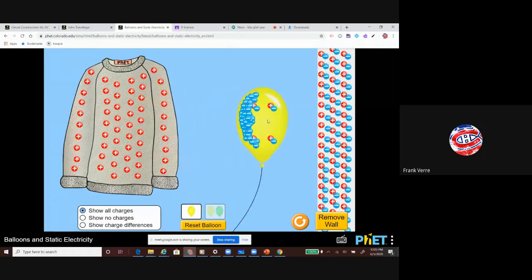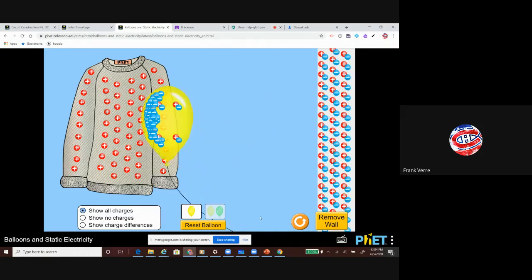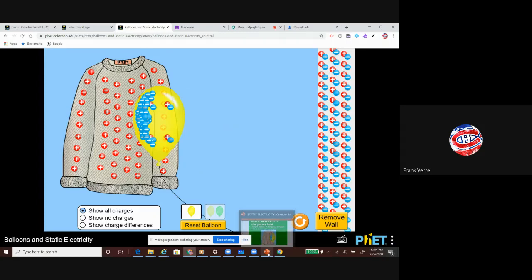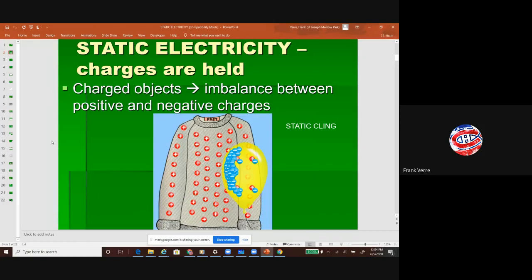So this is static electricity. You see the charges are not moving. They're static. That's what static means, not moving. Eventually, over time, the balloon will lose those electrons and the sweater will gain those electrons, but we'll talk a little bit about that later on, okay? So that's the difference between static electricity and current electricity. In static, the charges are held, okay? Any questions about that?